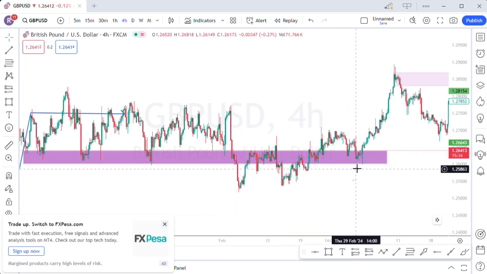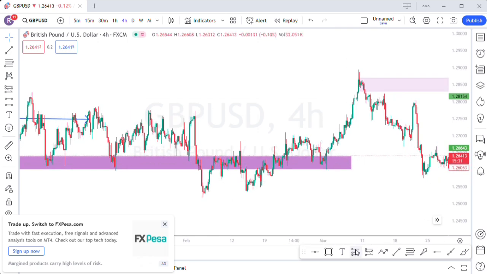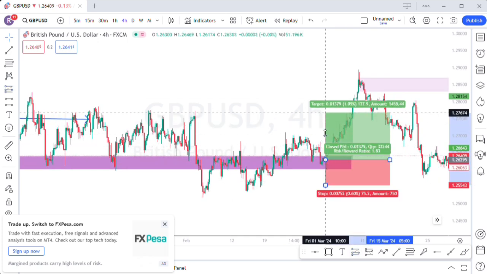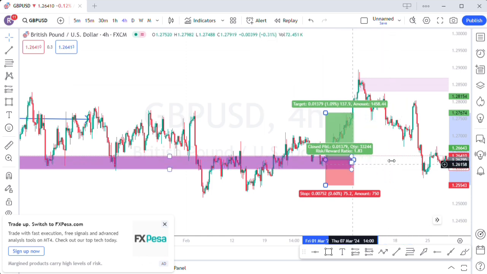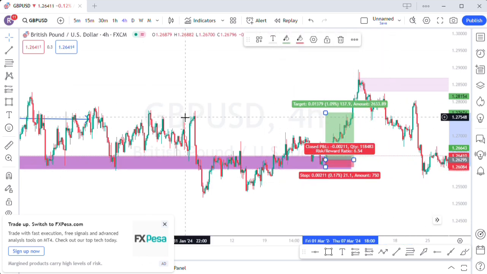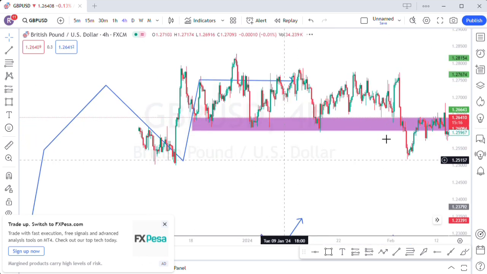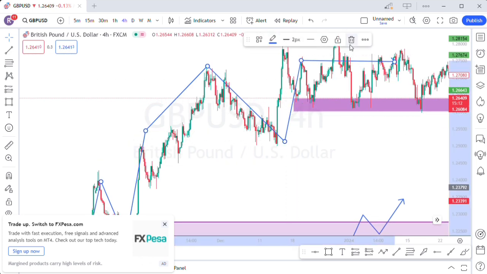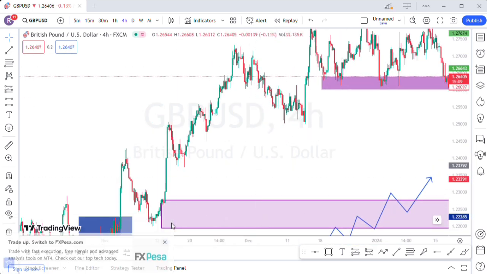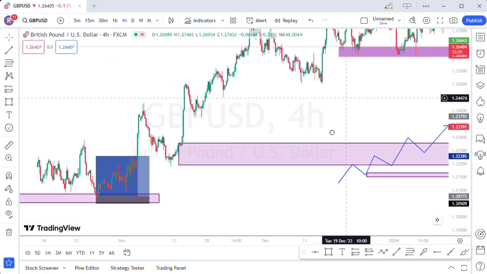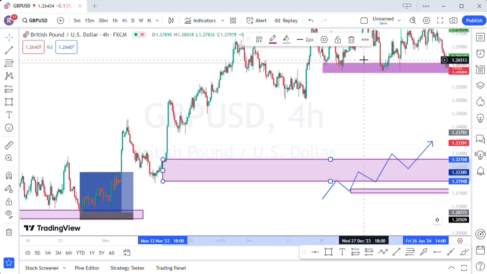It came and retested. Upon retest, you could enter for your buy position, catching very big pips. Okay, up to the upside, catching those insane pips. You could target that resistance to the upside. Okay, so let's continue and look into other opportunities in the market.